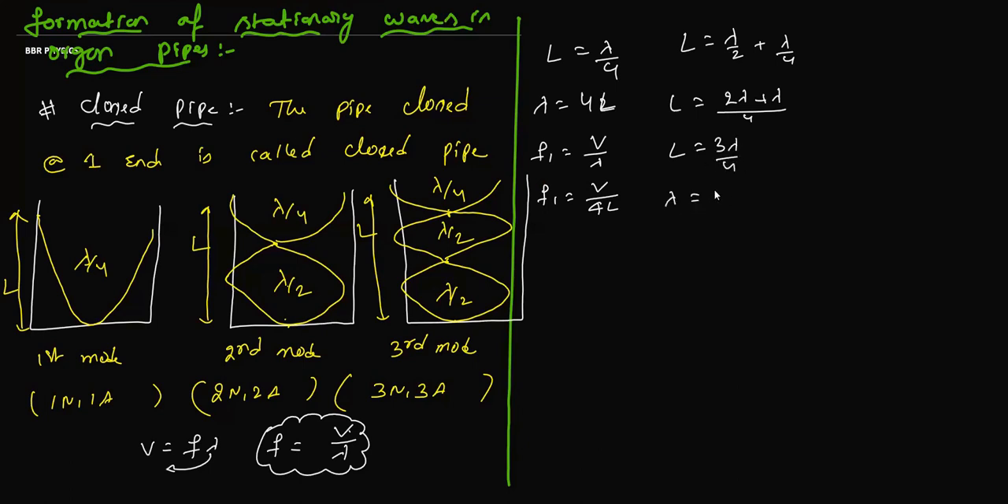Lambda equal to what we get here? 4L by 3. Frequency formula, what we know, F equal to V by lambda. Therefore, F2 equal to V by lambda, and the lambda value is 4L by 3. The 3 will come to the numerator.